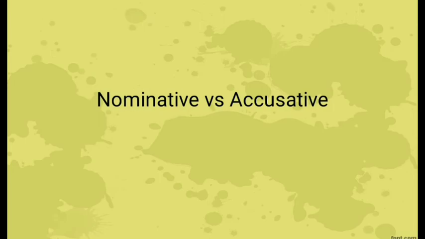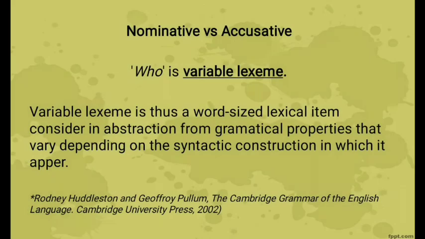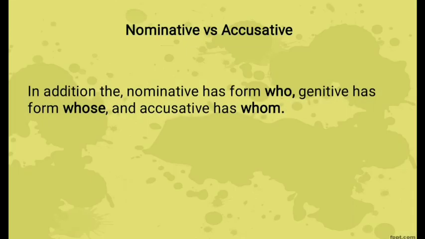We go to the next material, nominative versus accusative. Who is a variable lexeme. A variable lexeme is a word-size lexical item considered in abstraction from grammatical properties that vary depending on the syntactic construction in which it appears. In addition, the nominative has the form who, the genitive has the form whose, and the accusative has the form whom.